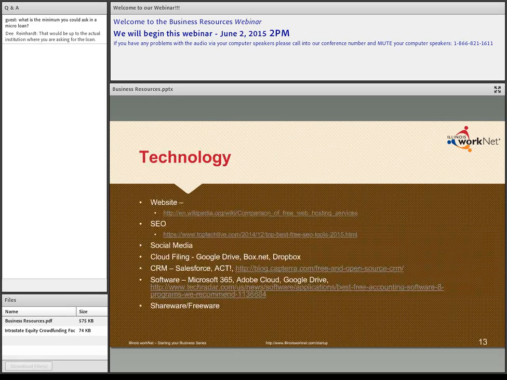Let's move on to our technology slide. And one of the things that authenticates your business, for lack of a better word, is the fact that you might have a website. And the other thing that comes along with that website is an email address that says your name at your business name. It helps people understand that you are serious about your business. And in many cases, it does cost you to have a domain name, a few dollars a year. But if you are looking for free web hosting services, we have a link there that you can look at for the comparison.